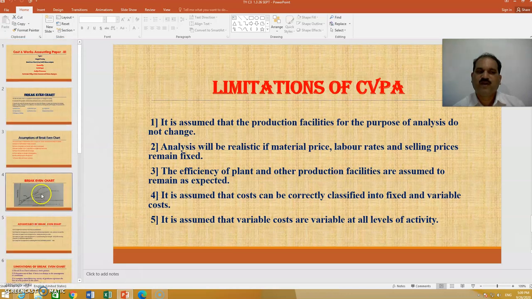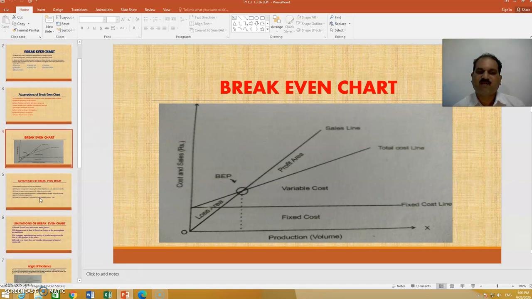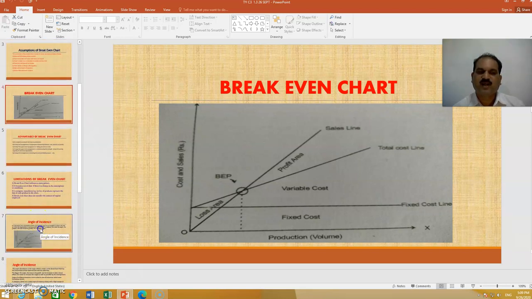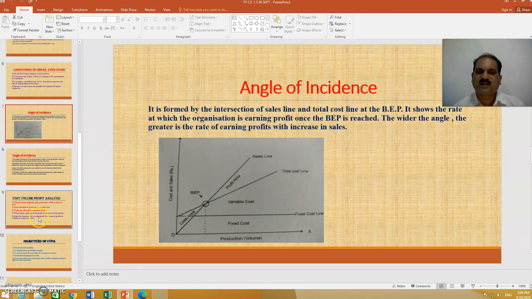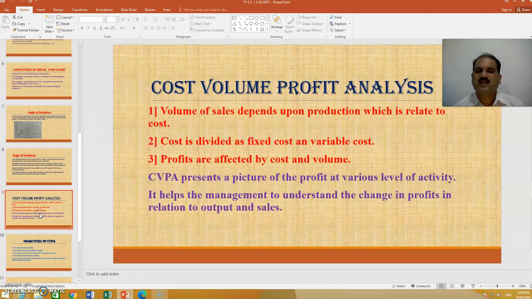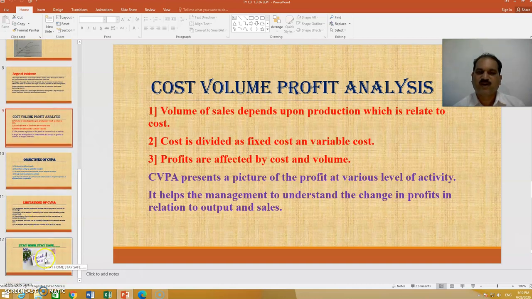So, we need to understand the break-even chart. If you understand the break-even chart, and its advantages and limitations, you will understand the concept of angle of incidence. And if you understand the angle of incidence, you will understand the cost volume profit analysis. We need to know the objectives and limitations of cost volume profit analysis.